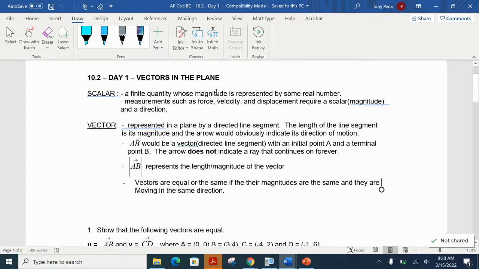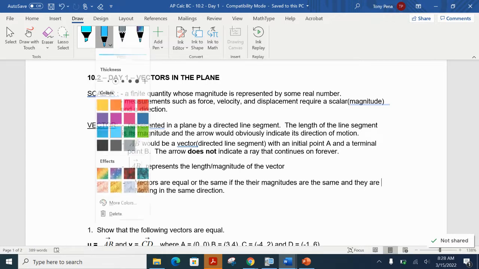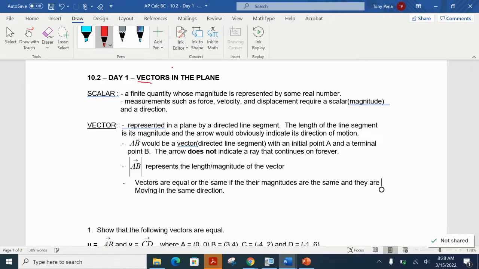10.2, day 1. It's called vectors in a plane. That's what we get into here in 10.2 for a few days, the idea of these vectors. And you actually do this a little bit now in the integrated math stuff. So some of this hopefully is going to be a review. And certainly if you're in physics, you've seen a lot of it.